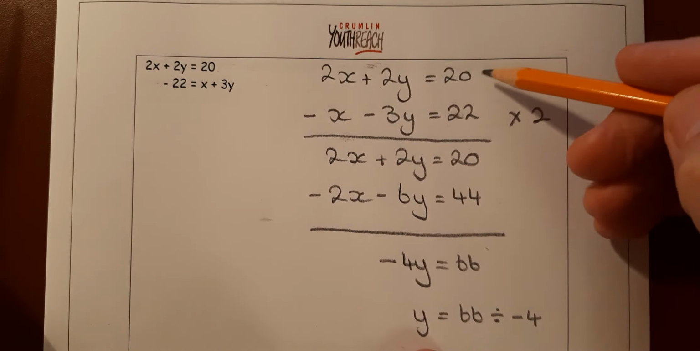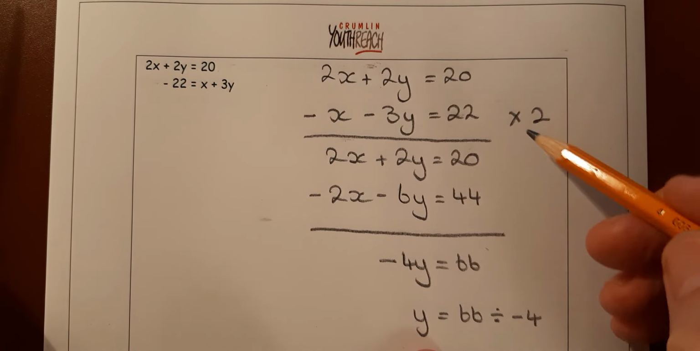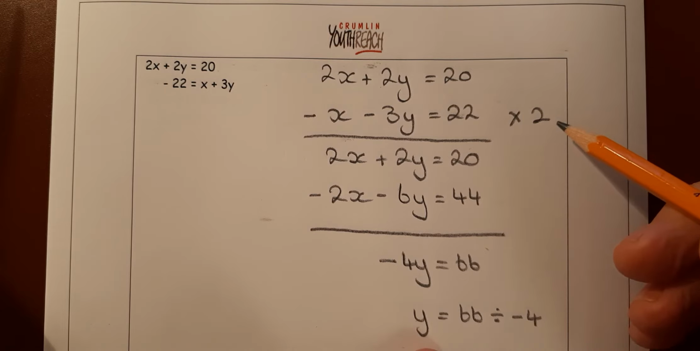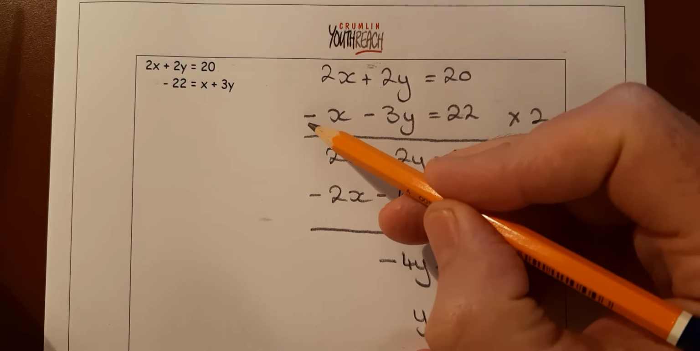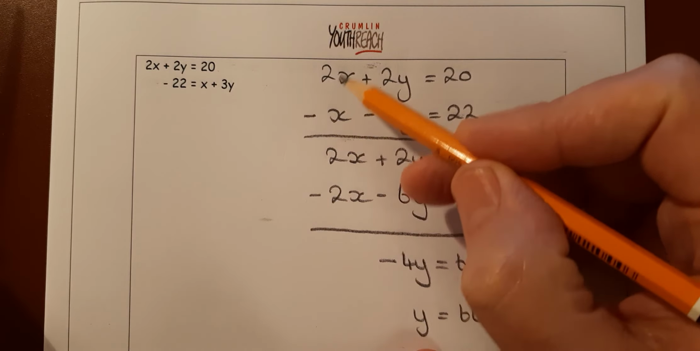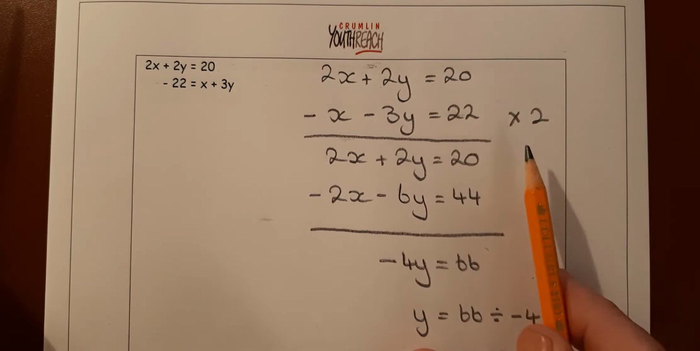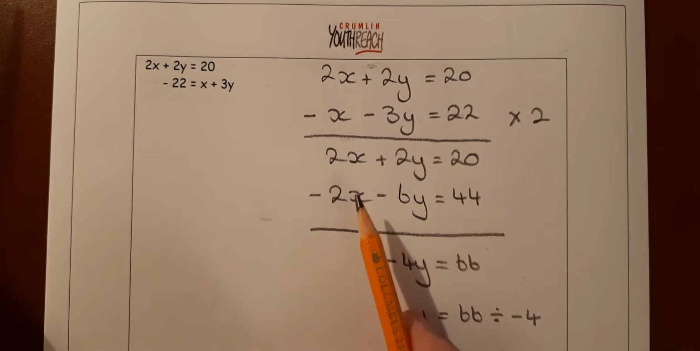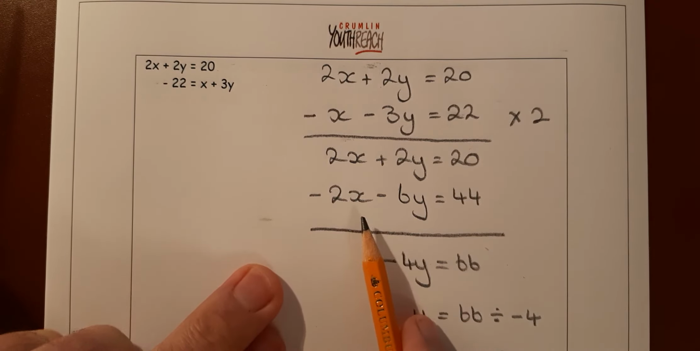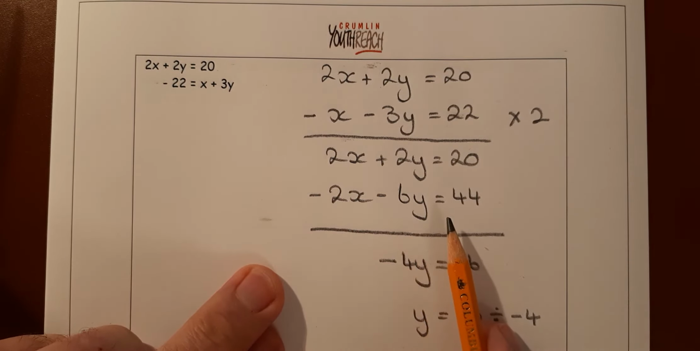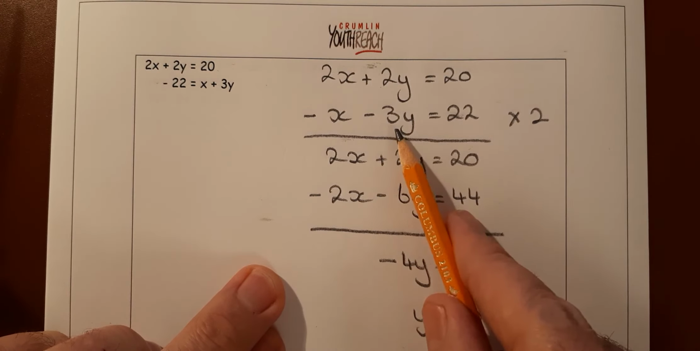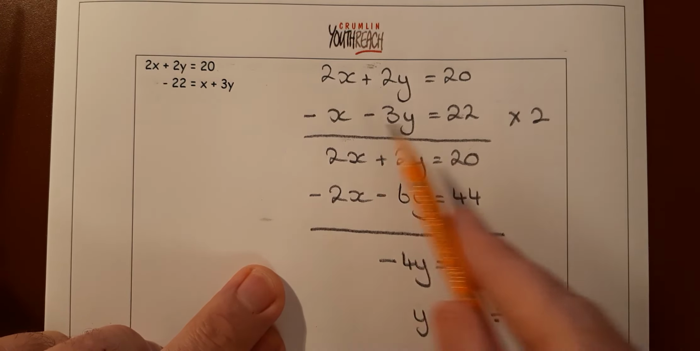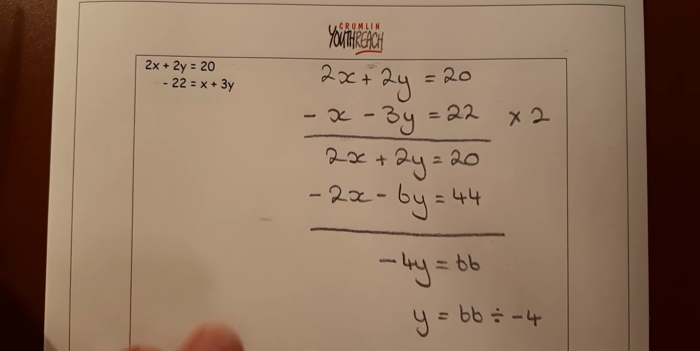So looking at the two simultaneous equations, I'm going to multiply the bottom line by 2. This will make the minus x equal to minus 2x. So then I can eliminate these. So multiplying the bottom equation, I get minus 2x minus 6y equals 44. So 2 by 22 is 44, 2 by minus 3y is minus 6y, 2 by minus x is minus 2x.